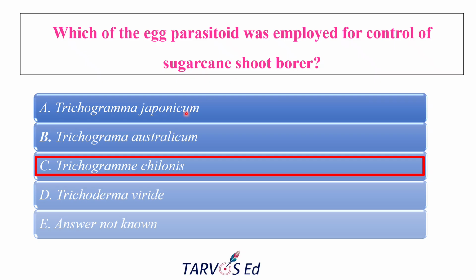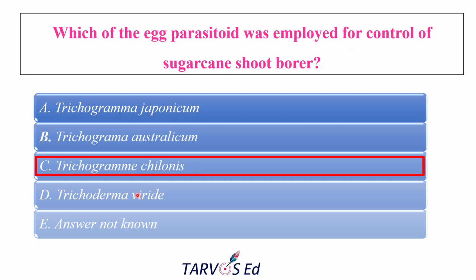Okay. And Trichogramma japonicum is mainly used for the rice stem borer, not the primary choice for the shoot borer. And also Trichogramma australicum can be used for the sugarcane borers, but in India, chilonis is the common and standard one.